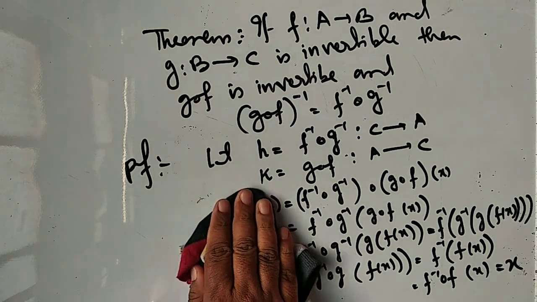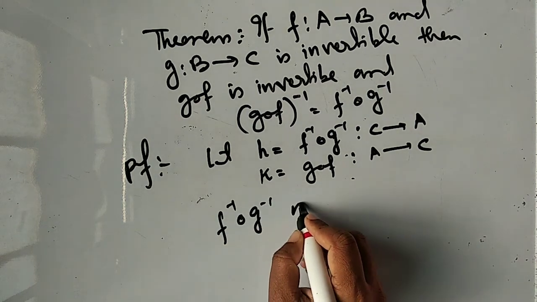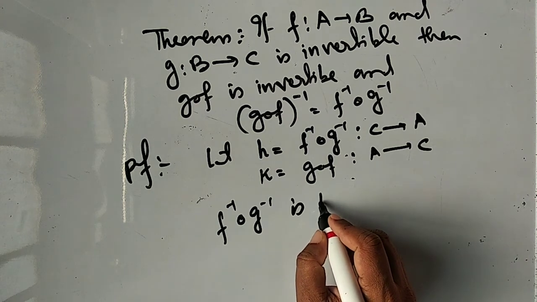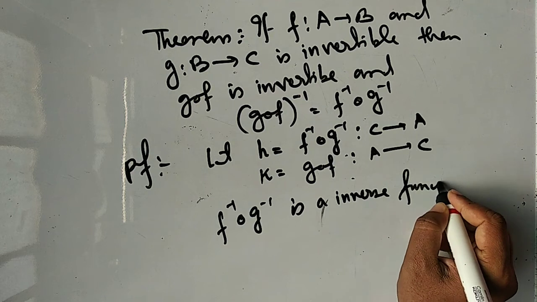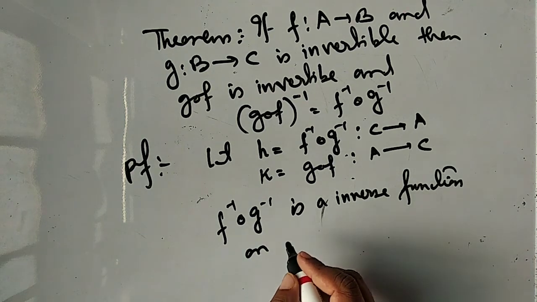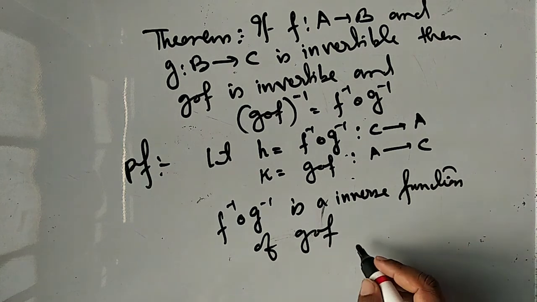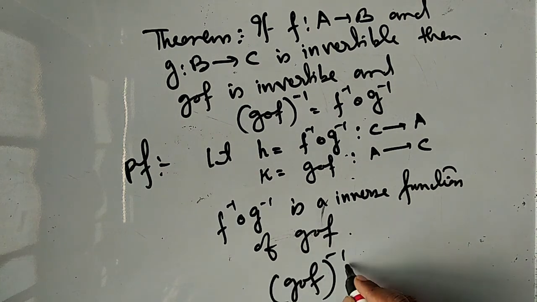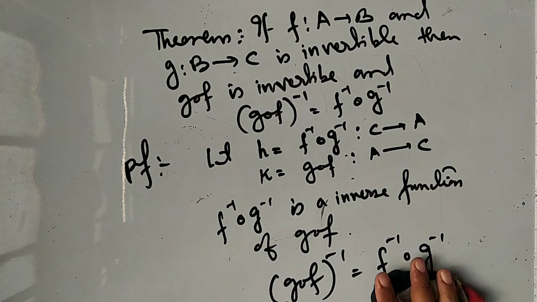So it means F inverse o G inverse is an inverse function of G o F. This means the inverse of G o F is nothing but F inverse o G inverse. So this is the theorem.